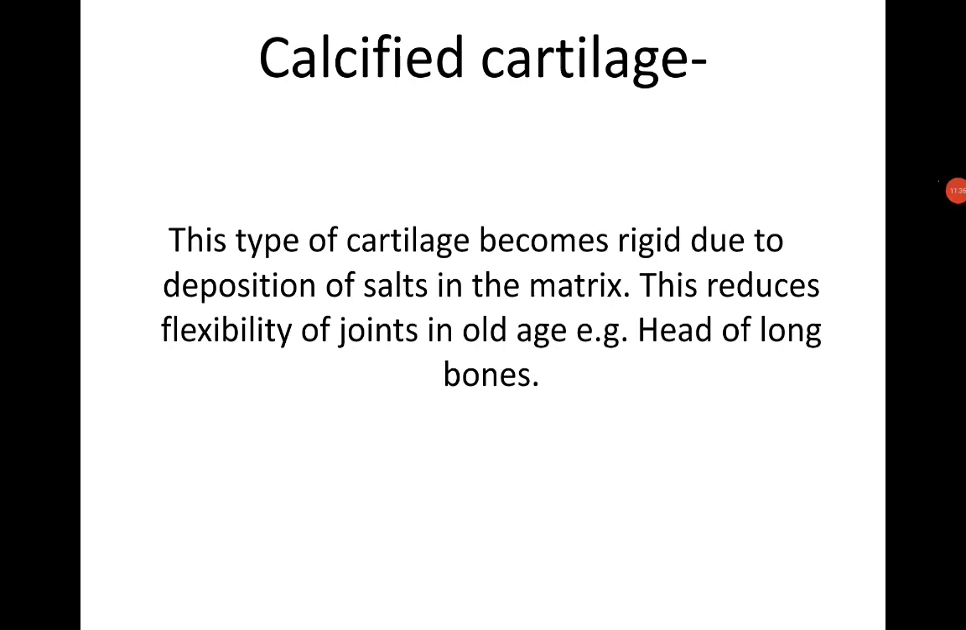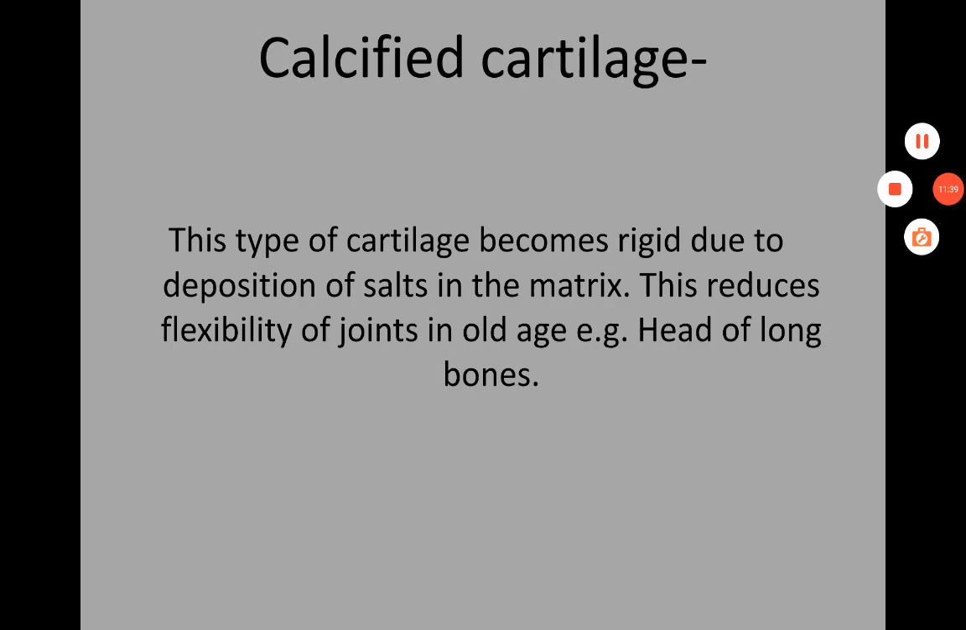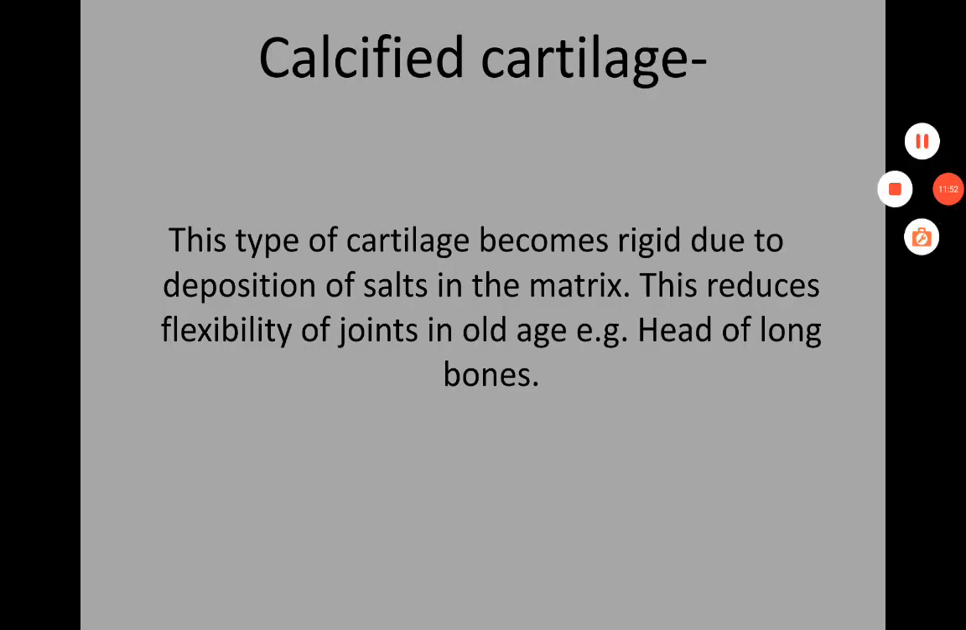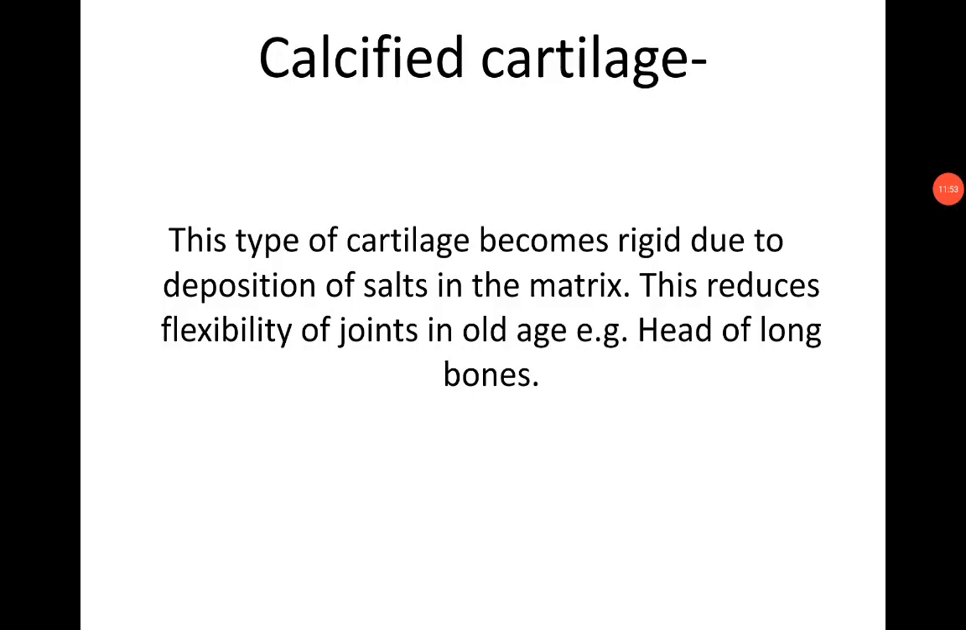This is the last topic of cartilage. Calcified cartilage, compared with hyaline, fibrocartilage and elastic cartilage, is the hardest type of cartilage. In old age, more of this joint is found in the head of long bones.